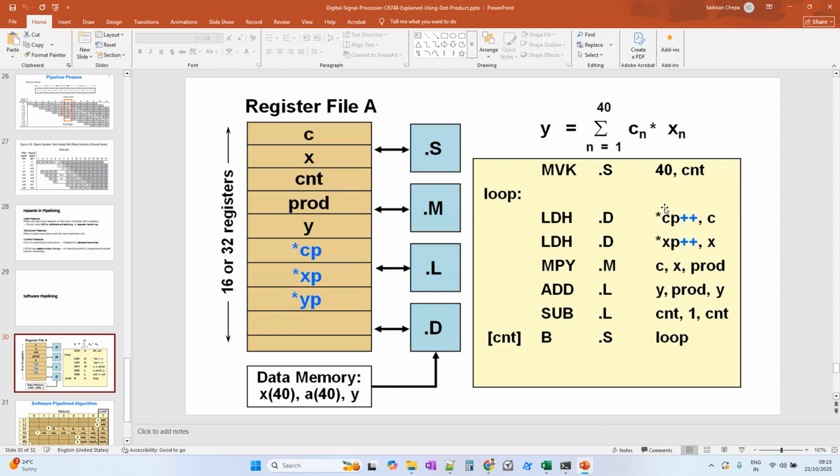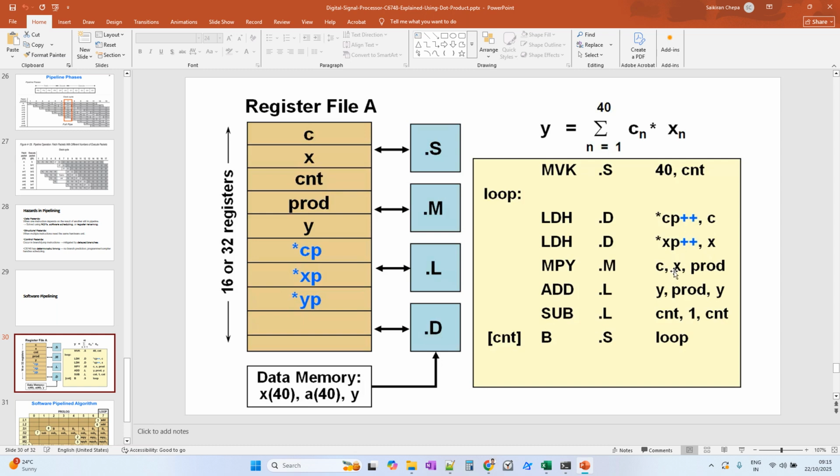So the counter will be set to 40, and then we will subtract. I told you that every instruction can be a conditional instruction. So when the count is 0, this particular branch will not be executed. When the count is not 0, this branch will be executed and the loop will go back here, and this will run 40 times. So that's the idea. But this is inefficient. Why is this inefficient? Because we have to put NOPs here. LDH C is there, right?